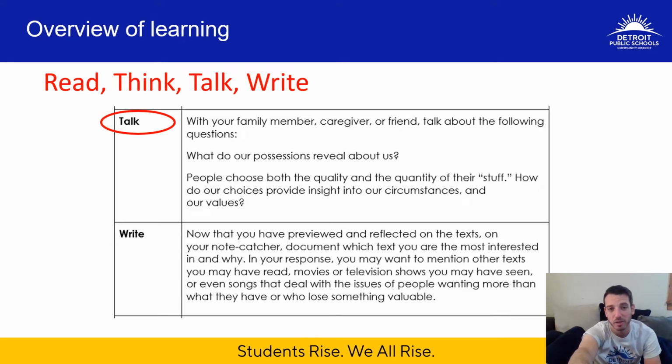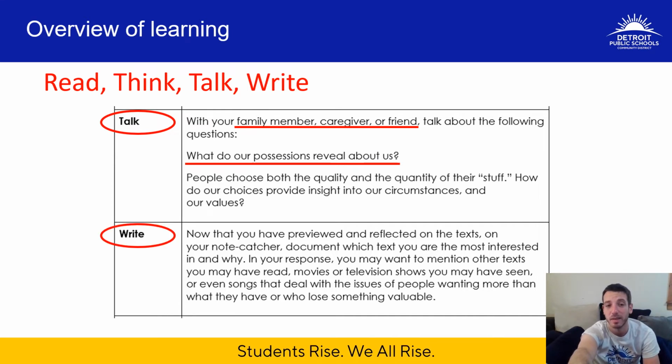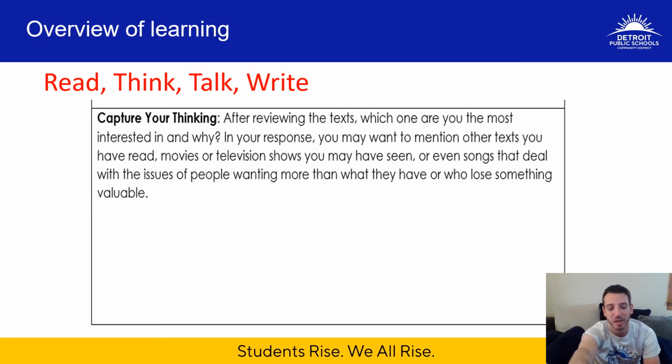So after you complete the read and think part, you're then going to move on to talk and write. For talk, you're going to engage with a family member, a caregiver, or a friend on this question: what do our possessions reveal about us? So everything that we buy, what does it actually tell about us as people? And then the writing component today is to, on your note catcher once again, document which text from the text preview page you're most interested in reading, learning more about, and why. And then finally, as I said before, this is on the note catcher. So if you're ever confused where anything should be written, just go to your note catcher and it'll all make sense.